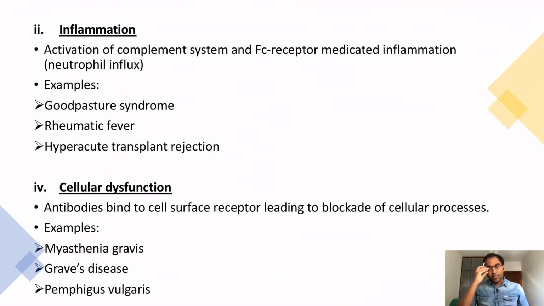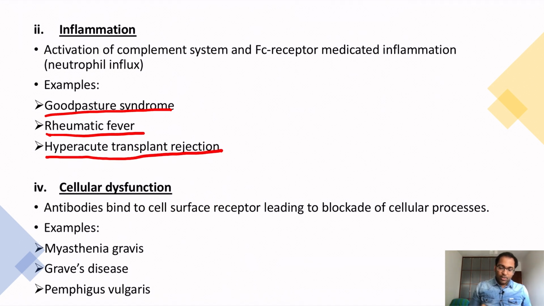The next is inflammation. Now, what kind of inflammatory diseases can happen here? The examples basically are Goodpasture syndrome. This is a disease which is affecting both lungs and kidneys. This is an autoimmune disease. Next is rheumatic fever. So a long-standing non-treated streptococcal throat infection can lead to rheumatic fever. And the last is hyperacute transplant rejection.